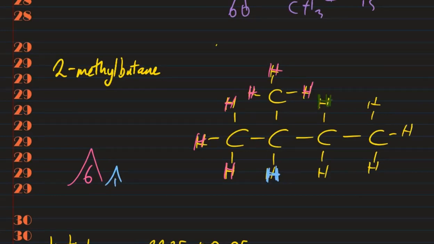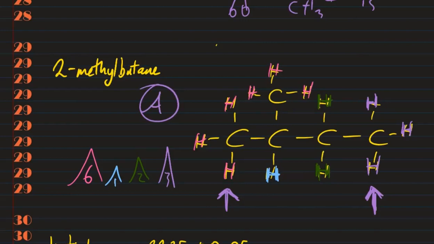These two are different from everything else, so a cheeky peak of 2. And then finally, these three are different, so a cheeky peak of 3. It's important to know that these three are different to these three, even though they're at the end of the molecule. The machine's that good. It knows that these three here are close to the branch, and that these three here are slightly further from the branch. The peaks are going to be close, but the machine is that good. 6, 1, 2, 3. So that's 29A.